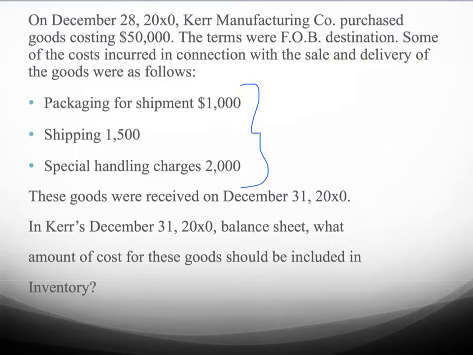These items are included in transportation cost. None of these items are going to affect the inventory of Kerr Manufacturing Company. The only thing that is going to be included in the cost of inventory is the cost, $50,000.